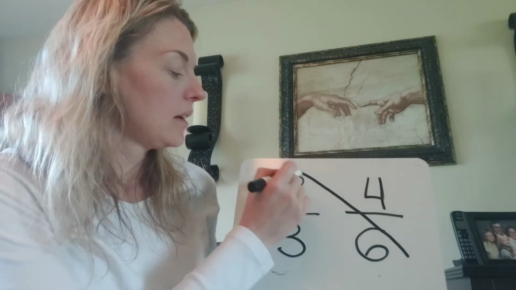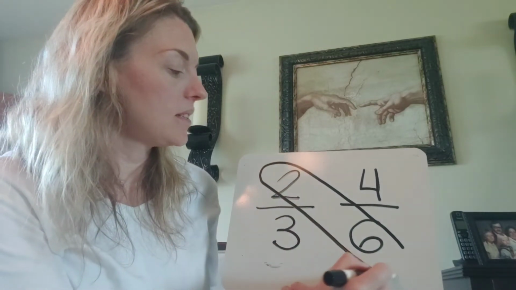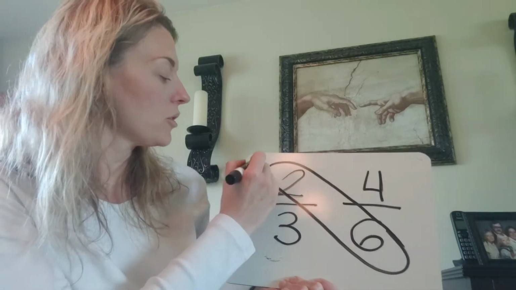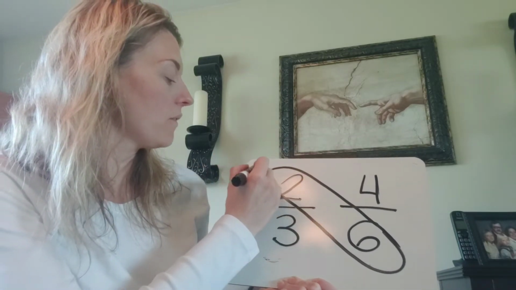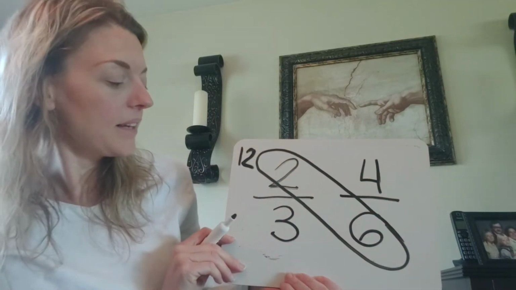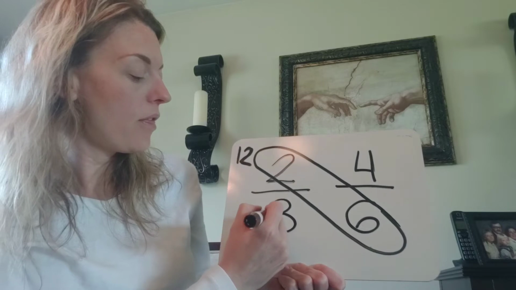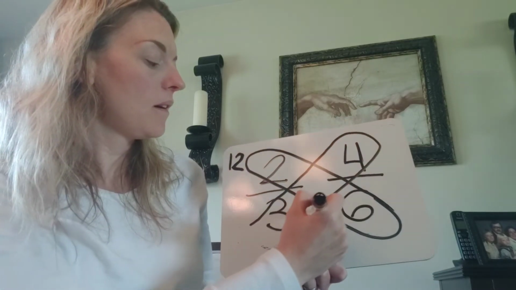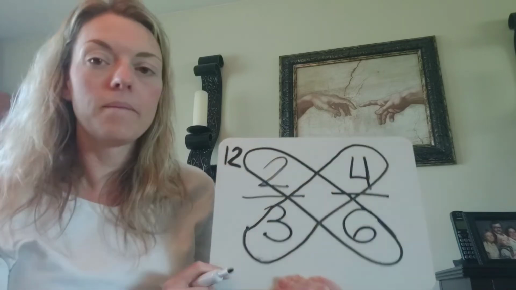2 times 6 is 12. Put your product right at the top so you don't forget it. That's just putting it there so we don't forget. Next wing. 3 times 4.